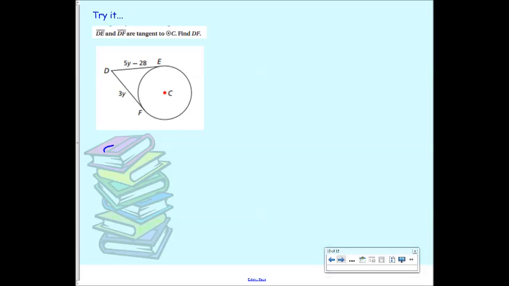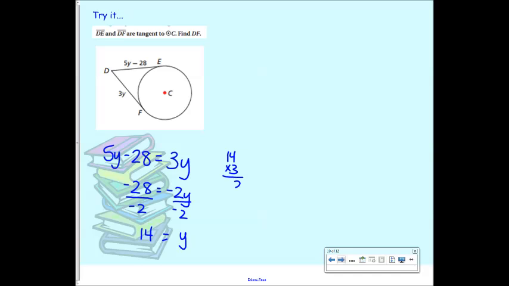So how would I solve this? Minus 5y, which gives you -28 equals -2y. And then how would I finish? Divide by -2. y = 14. And if the question says find DF, what would you do? Plug it back in, so 3 times 14, which would give me 42, so DF = 42. That means DE also equals 42.